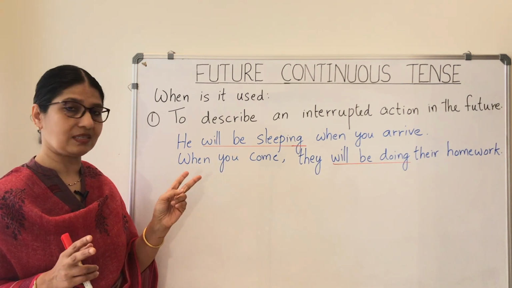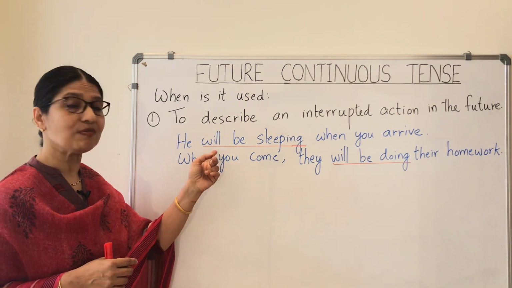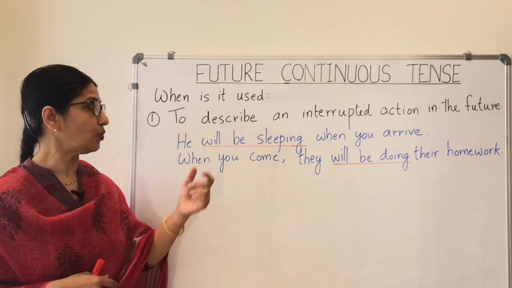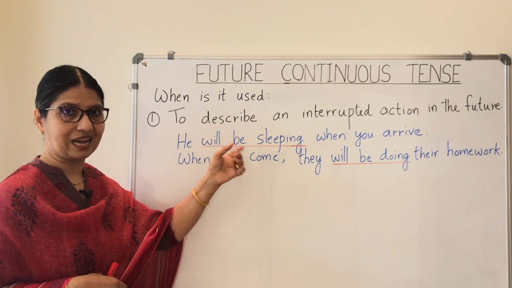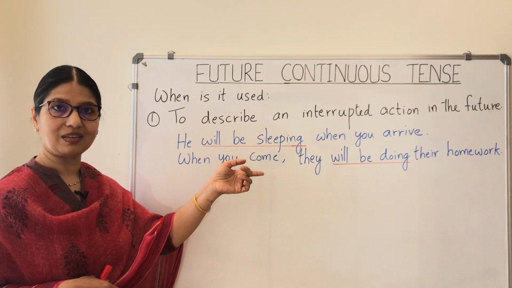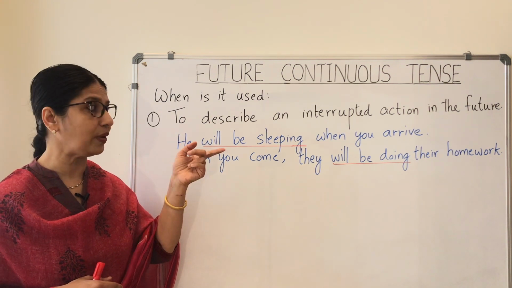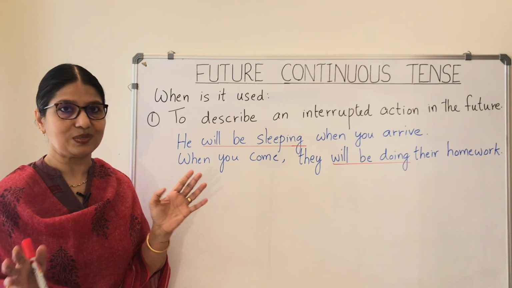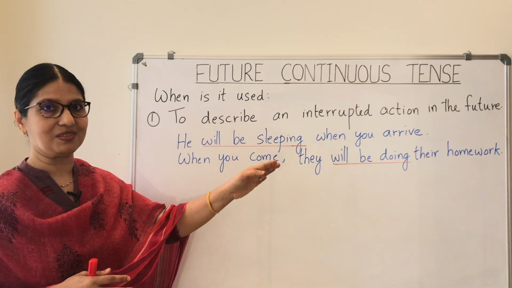So there are two actions that will happen in the future. One is somebody arriving and the other one is someone sleeping. You know that sleeping is a longer action. So here I have used the future continuous to talk about that action. He will be sleeping. But what about the other action, arrive? What tense did I use there after when? I used the present simple. So it's a combination of the future continuous with the present simple.